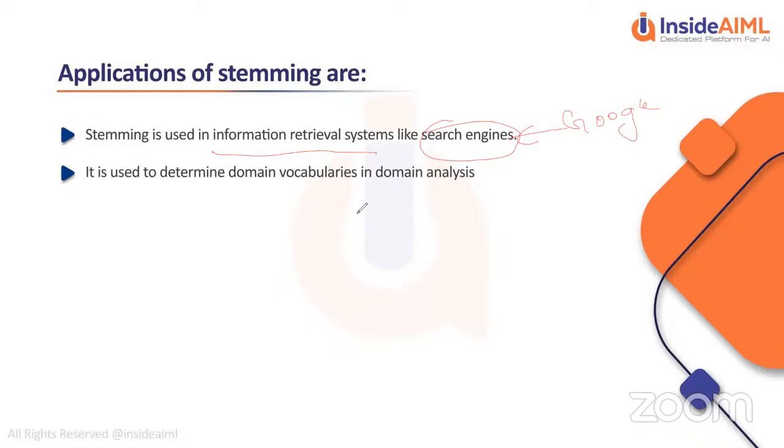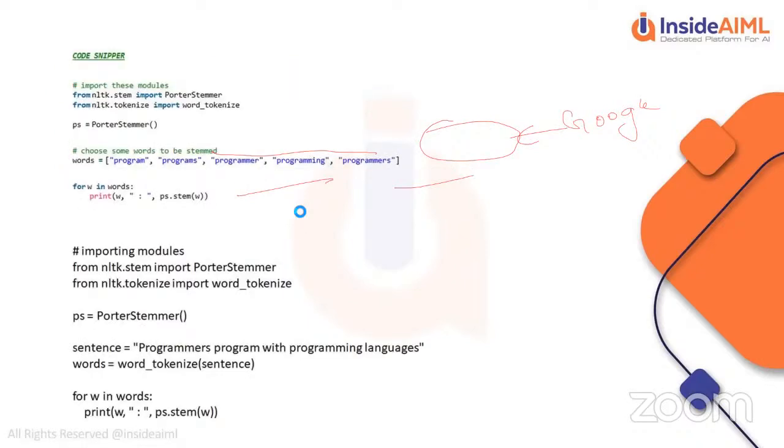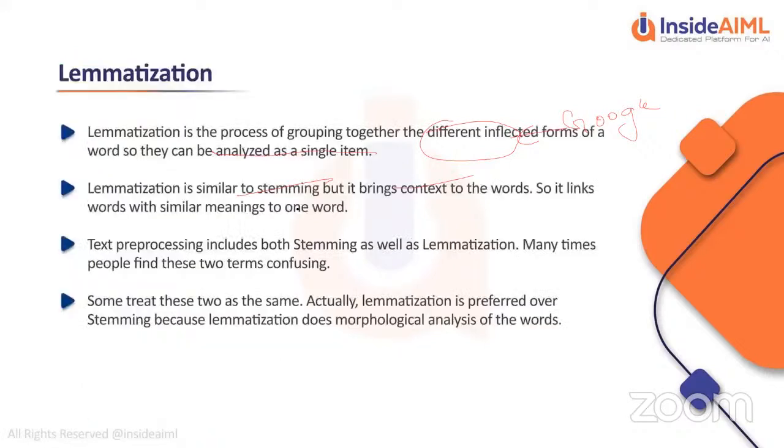It is used to determine domain vocabularies in domain analysis. Whenever you want to know the perfect answer for a particular word, you need to get the stem of it, meaning the root of it, then only you can do the domain analysis of that particular word. This is the application. Now, this is the code snippet for the stemming. We just saw it. Now the lemmatization.